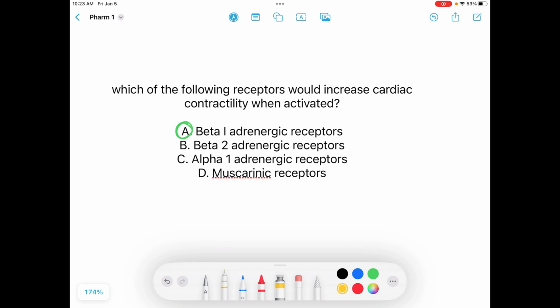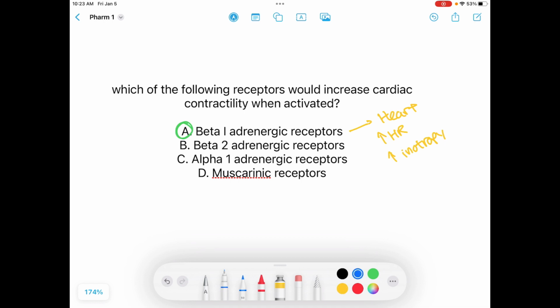A good way to remember this is we have one heart. So beta-1, one heart. And what do we see with beta-1 agonists? We're going to see an increase in the heart rate, and we're going to see an increase in the squeeze. We refer to that as inotropy. So there's more contractile force.